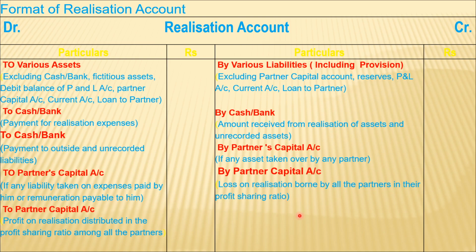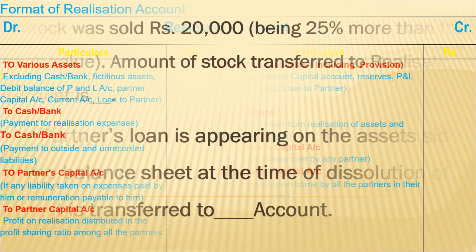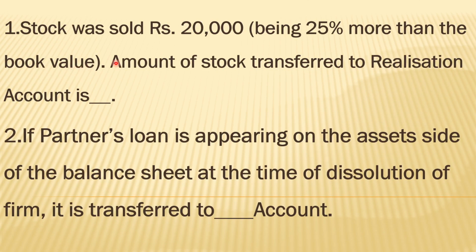So this is quite easy, but you have to remember this is the main ledger. Without doing this, we cannot complete partners capital account as well as cash account. Now we will consider some fill in the blanks, MCQ type of questions. Though it is a little bit numerical.